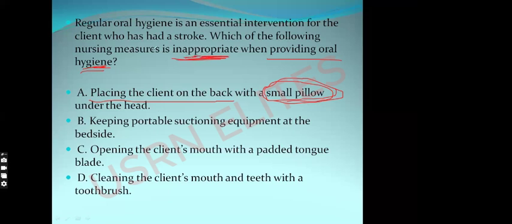Of course, when you're doing oral hygiene, you have to keep suction equipment around. Then, because you are doing oral hygiene, you can open the client's mouth with a padded tongue blade. A padded one. It doesn't mean that it's a sharp blade, no. It looks like the spatula, so it's like saying a padded spatula. Then cleaning the client's mouth and teeth with a toothbrush. This one is okay.